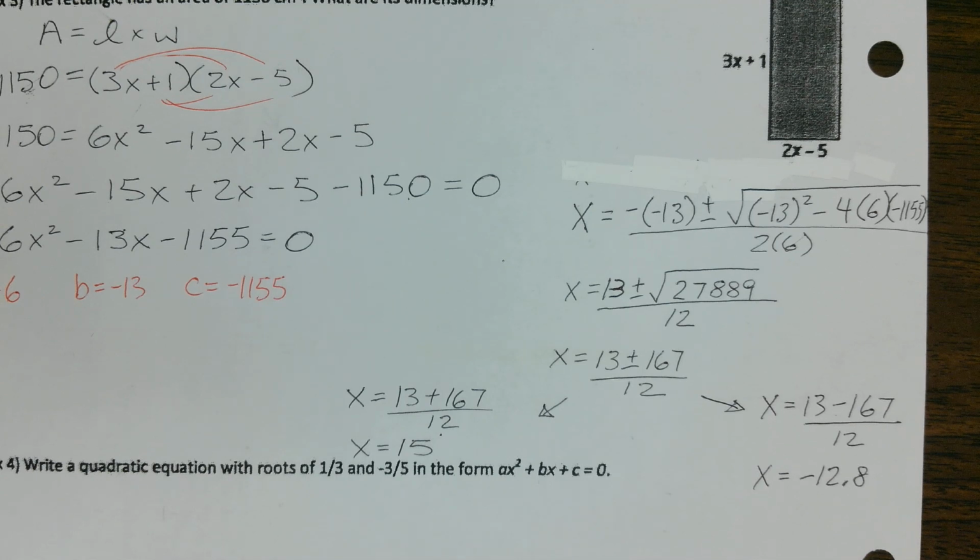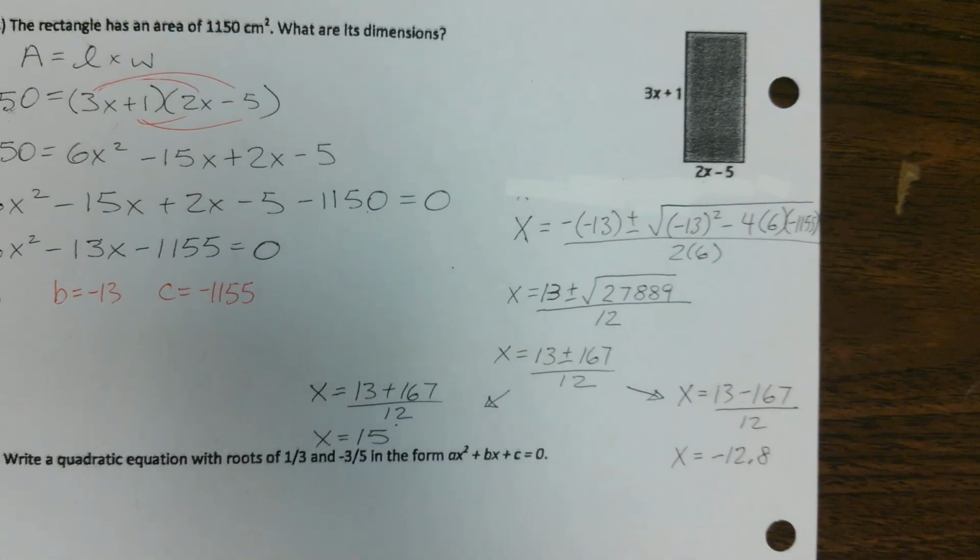How many of you got 15? What's one of your answers? Okay, I see that some of you are still working on it. So if you did it correctly, 15 would be one answer. Negative 12.8 would be the other answer. Now, since this is a word problem, I may or may not take both answers. So we have to check.